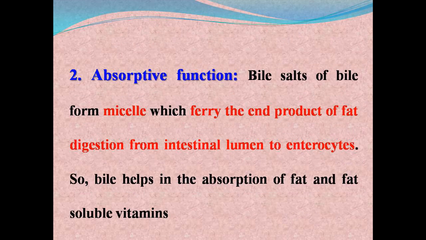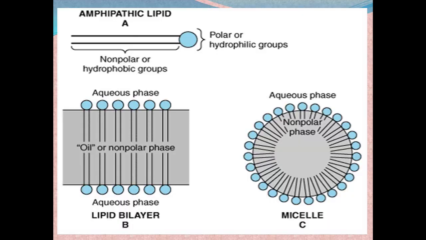Now come to the absorptive function. Bile salts of bile form micelles, which carry the end products of fat digestion from the intestinal lumen to enterocytes. So bile helps in the absorption of fat and fat soluble vitamins also. Here is the micelle, which is a globular or circular water soluble component. Micelle is formed by the aggregation of bile salts. 20 to 40 molecules of bile salt aggregate together to form a micelle.